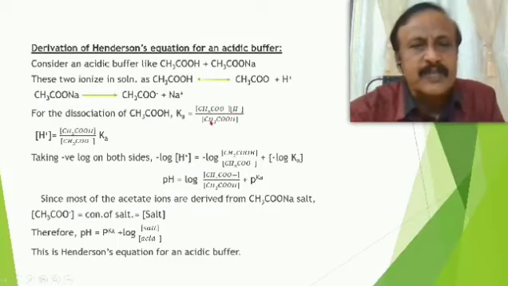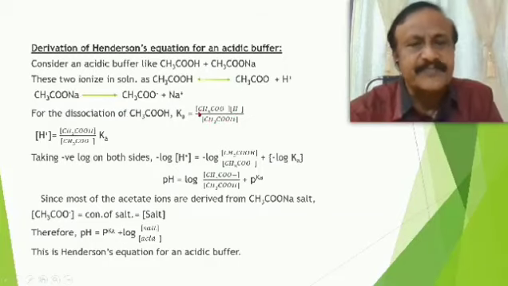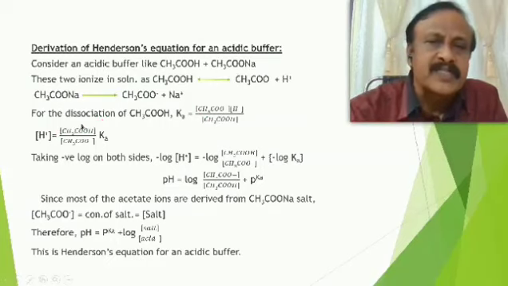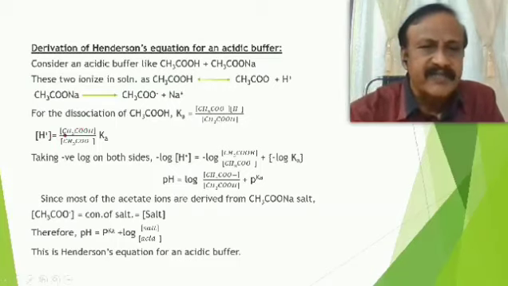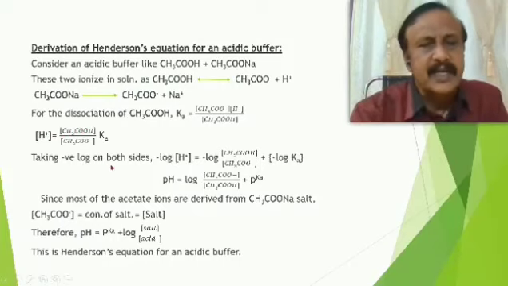Note that all the species are written within the square bracket, which represents concentration. In the numerator we have products, which are CH3COO minus acetate ions and H plus ions. In the denominator we have the molecules of acetic acid which are not ionized. So taking H plus to this side, it is just a rearrangement. We get this expression, and take negative logarithm on both sides.